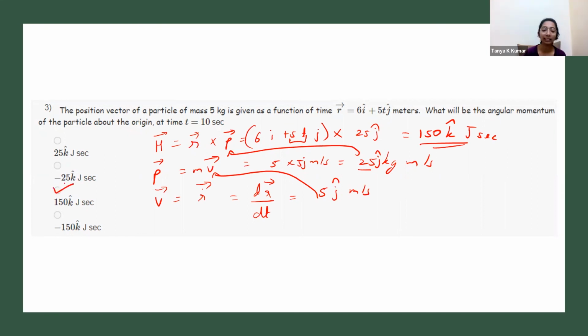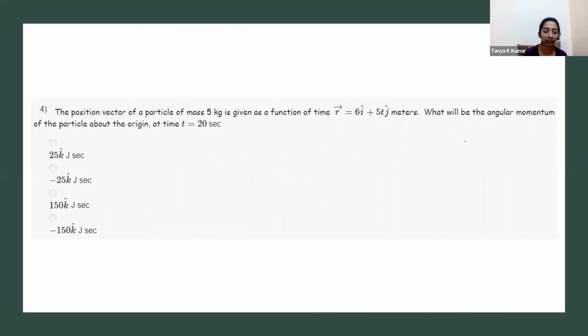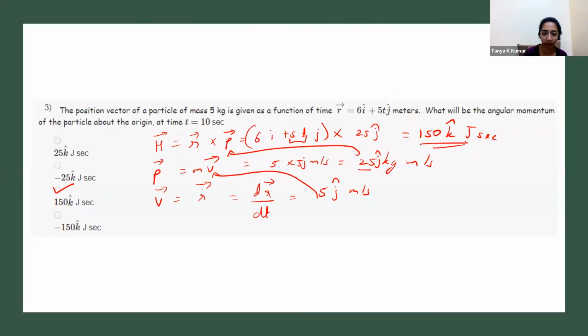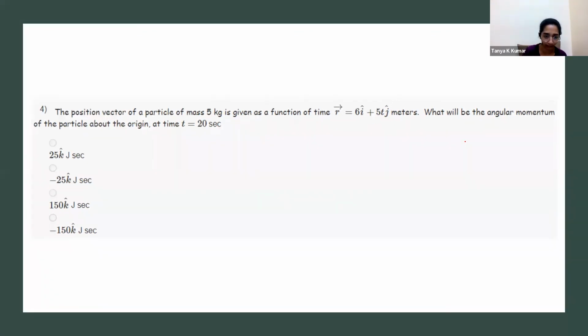This is the option. Now at any time, it would still be the same value because your h vector does not depend on time at all. So the next question asks you at time 20 seconds, it would still be the same value. You will do the same calculation and it will give you the same 150 k cap, joule second.